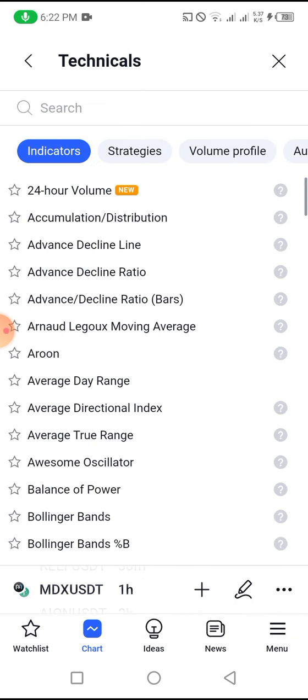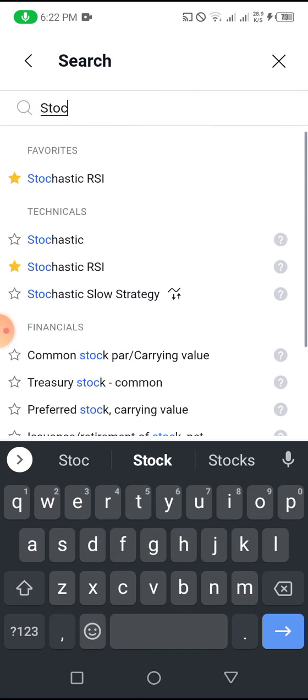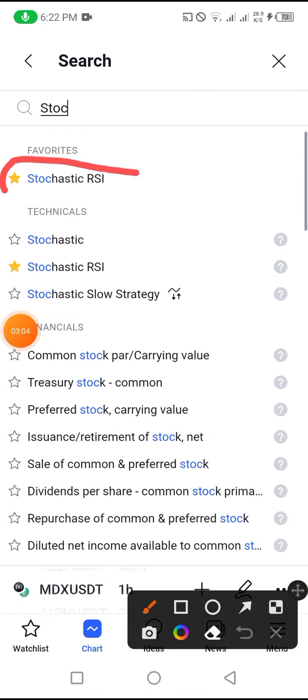Then we search for stochastic. Here it is. It's already here because it is already in my favorite. As you can see, it is already starred, meaning it is on the favorite. If you want to put it on your favorite, you just tap on the star and you'll see the star background changing to yellow. It will automatically mean that it has been added to the list of indicators in the favorite.